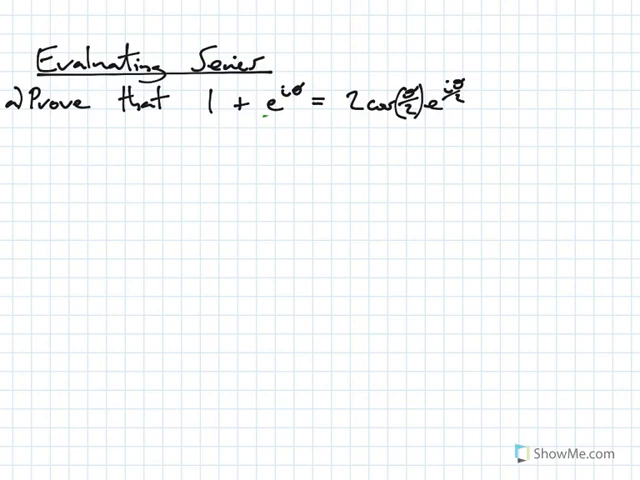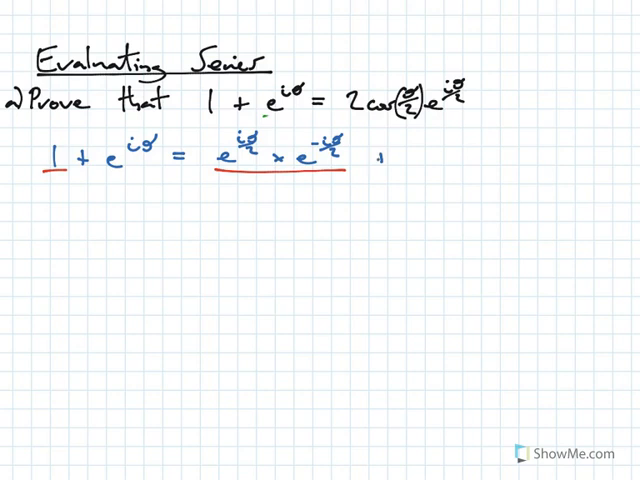Okay, so first of all, I've got 1 plus e to the i theta, and then I'm going to do something really sneaky with the 1. I'm going to say 1 is e to the i theta over 2 times e to the minus i theta over 2. Let me just underline some of those bits. So that 1 is that bit. If I multiply those two things together, I add the indices, I get 0, and e to the 0 is 1.